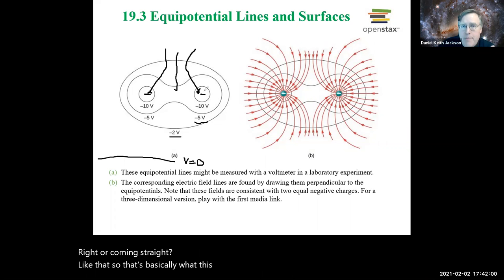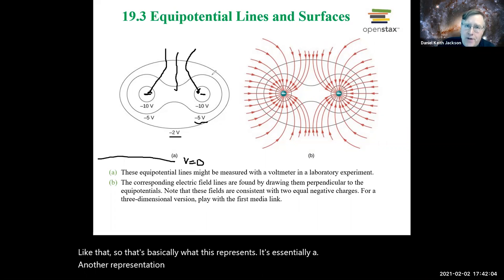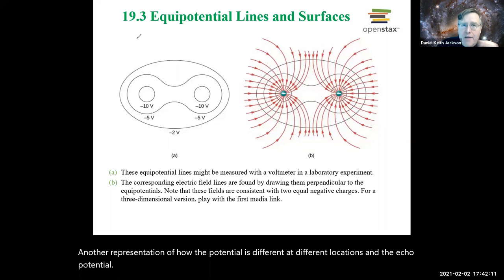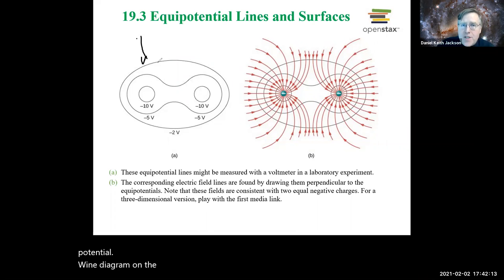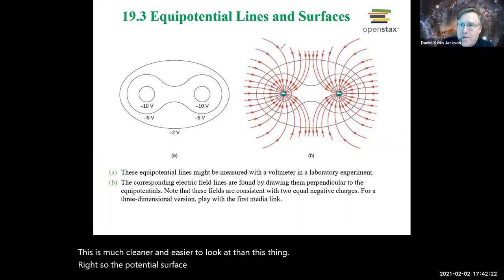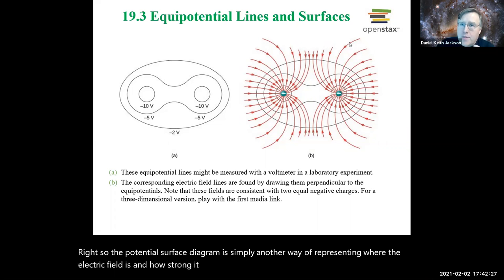That's basically what this represents. It's essentially another representation of how the potential is different at different locations. The equipotential line diagram on the left is much cleaner and easier to look at than this thing. So the potential surface diagram is simply another way of representing where the electric field is and how strong it is. Whether the electric field arrows point out or in will depend on the sign of the voltage at that particular location.